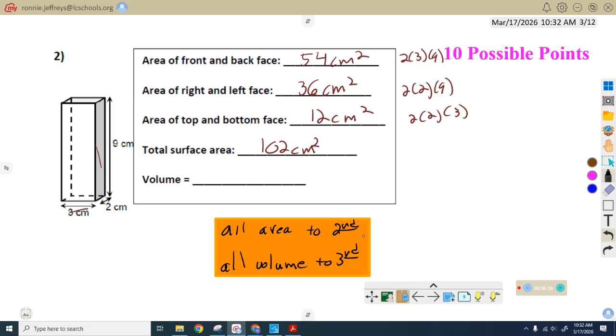Squared. Three times 2 times 9. 3 times 2 is 6 times 9 is 54 centimeters cubed. Okay?